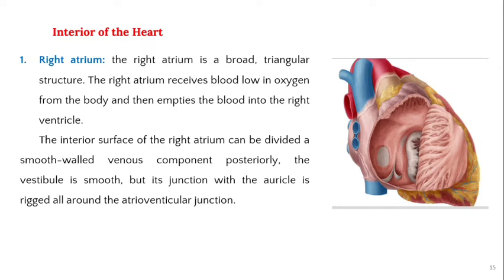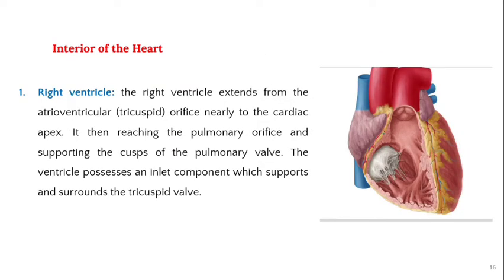So the oxygen-poor blood from the body enters the right atrium first. Next is the right ventricle. The right ventricle extends from the atrioventricular or tricuspid orifice nearly to the cardiac apex, and it then reaches the pulmonary orifice and supports the cusps of the pulmonary valve. The ventricle possesses an inlet component which supports and surrounds the tricuspid valve.